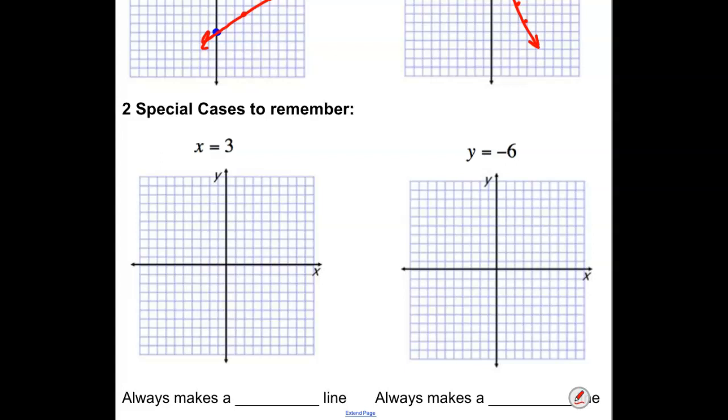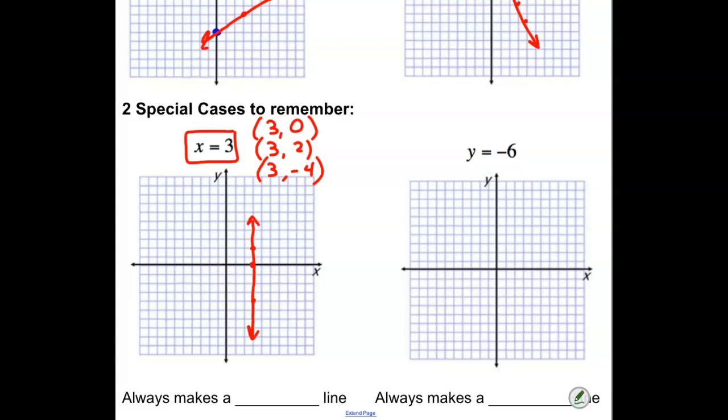We do have 2 special cases to remember from previous math classes. If we are telling you to graph the line x equals 3, where there's just a single variable, I want you to think of plotting some points that have an x coordinate of 3, like say (3, 0), (3, 2), (3, -4). All of them have an x coordinate of 3, so we fulfilled that requirement. We're going to plot those points. So (3, 0) would be here, (3, 2), and (3, -4). Notice that they all line up vertically, so this should be a vertical line.